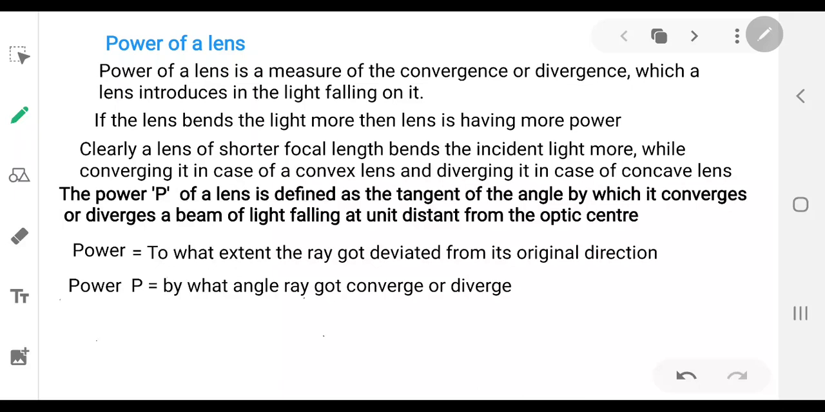Hello students, today we'll discuss the power of a lens. Now in general, what is meant by power?